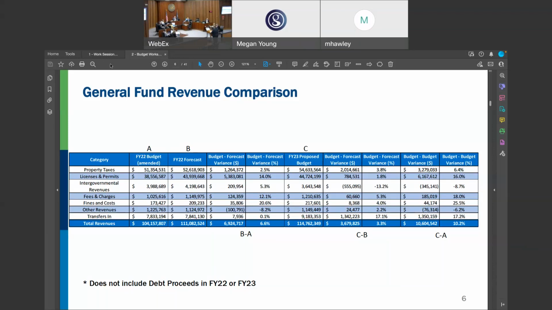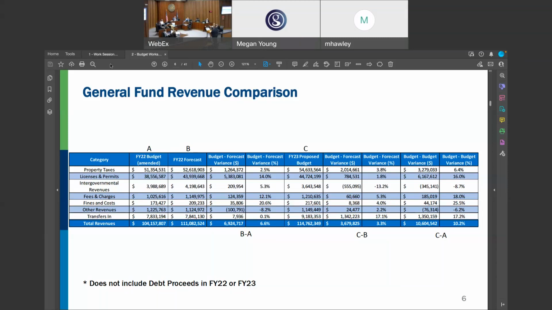Overall, the FY23 revenue budget is about 10% higher than FY22 due to our conservative estimates, but really only about 3.3% higher than the money we actually expect to bring in this year. So while it looks like a big increase year over year in the budget, if you look at the budget compared to what we're actually collecting, it's a very small increase.